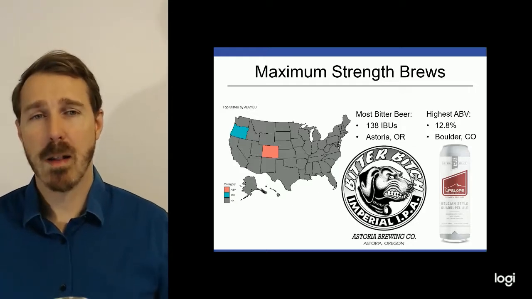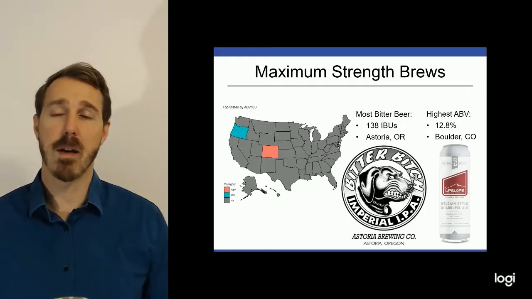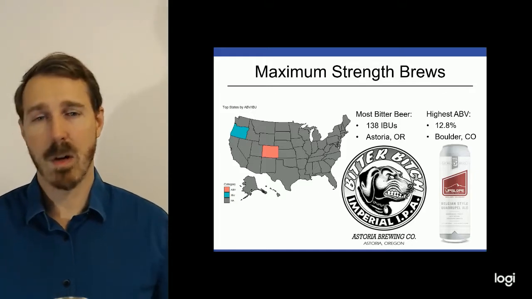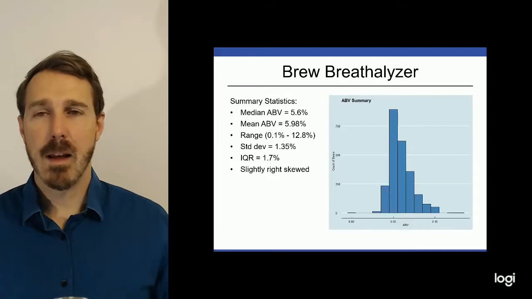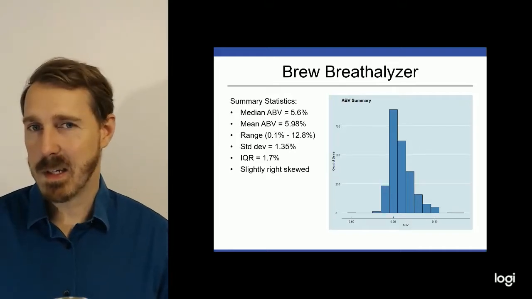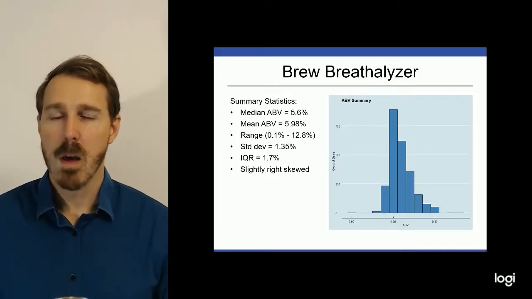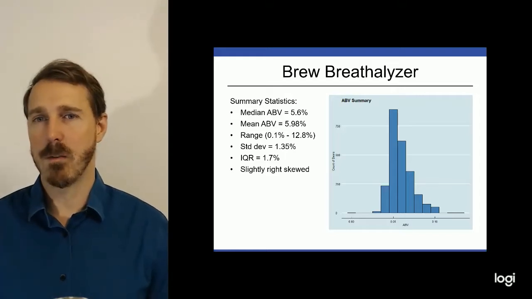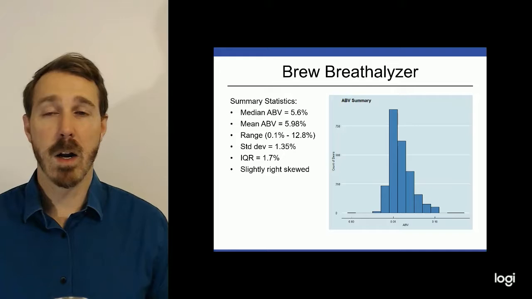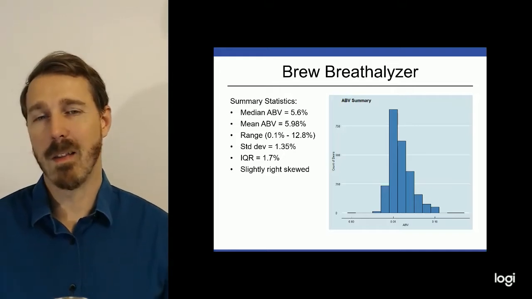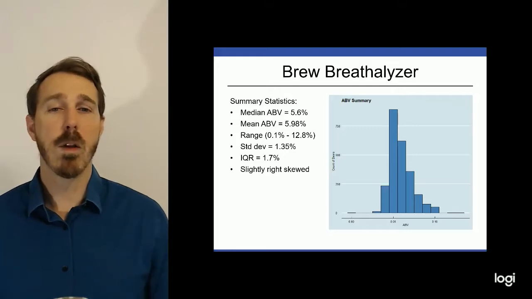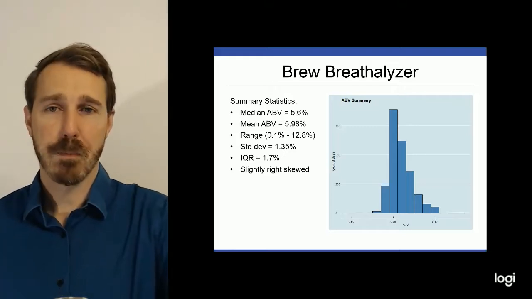Here are some of our trend-leading beers. The highest ABV, to be exact, is 12.8, coming out of Boulder, Colorado, and the most bitter is 138 IBUs, coming out of Astoria, Oregon. And then these are some summary statistics on ABV itself. You can see it's a little right skewed. That brings our mean a little higher, from a 5.6 median to a 5.98 mean. Our interquartile range is 1.7. That tells us that 50% of the beers only vary in alcohol by 1.7%.